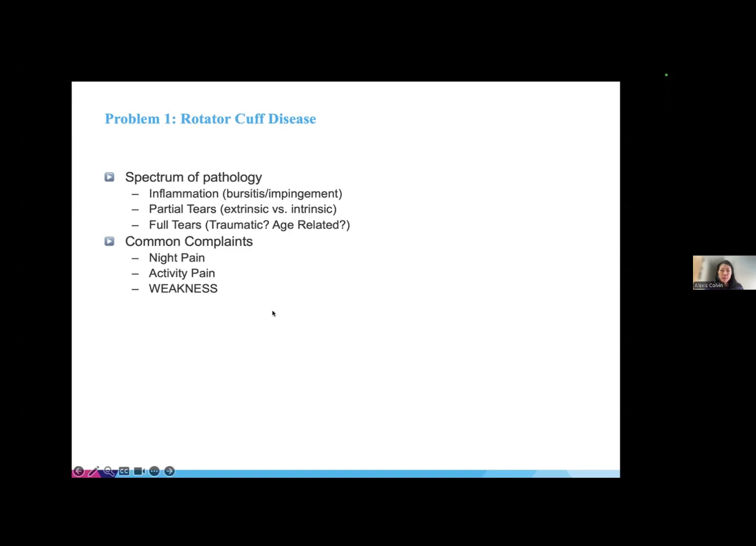So some very common complaints are either activity-related pain. If the pain is waking up somebody from sleep, that's something where it's probably a little bit more severe tearing. And then the strength testing is very important to check for weakness, because if there is weakness, that may be something where you would be a little more inclined to get an MRI before starting other treatments to look for a tear.